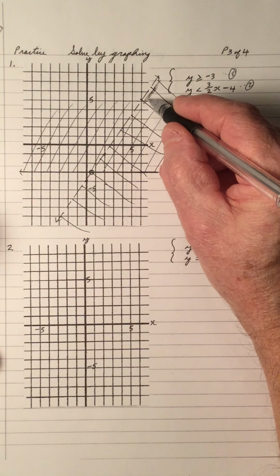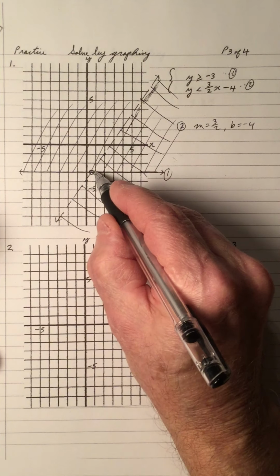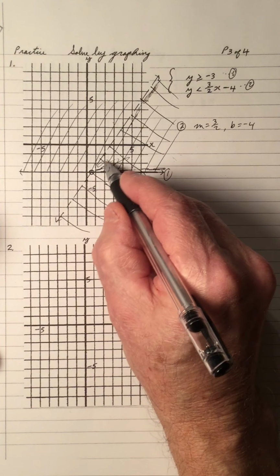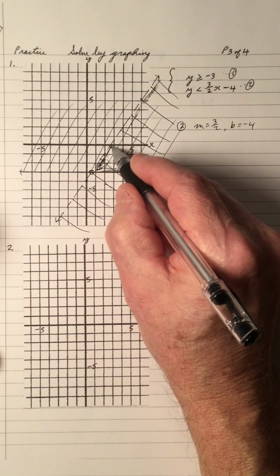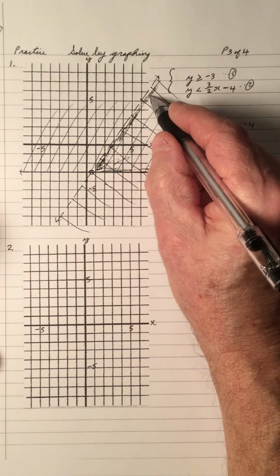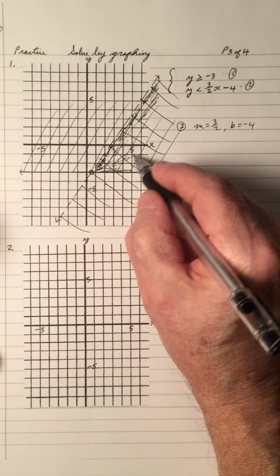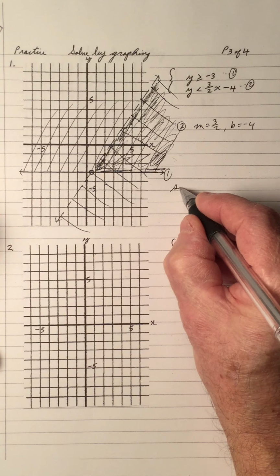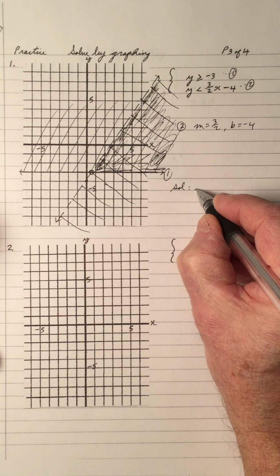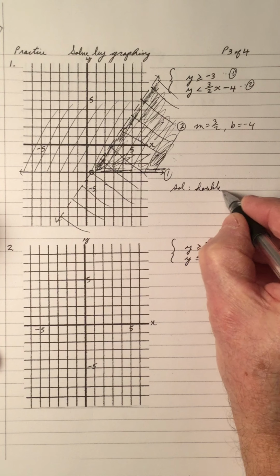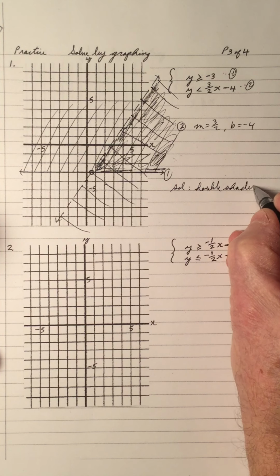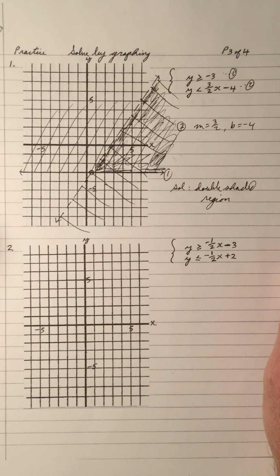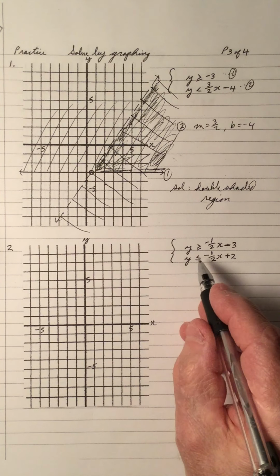So if I shade in, and there's the horizontal line, so I've got to go above that and keep it below the broken line. So you can see as I shade in, again, the solution is the double shaded region. The double shaded region.